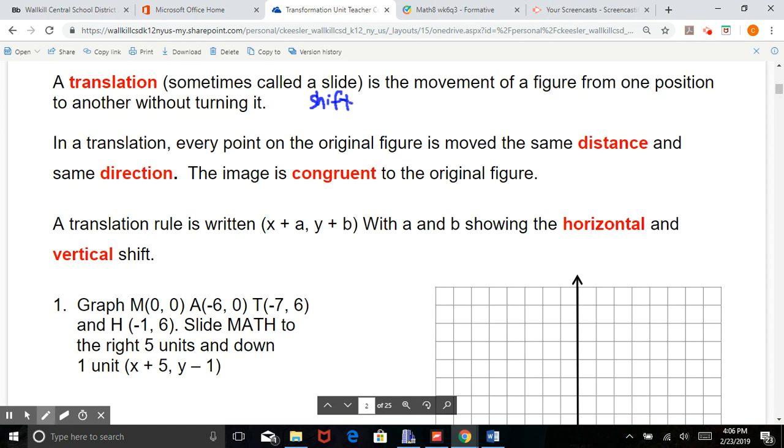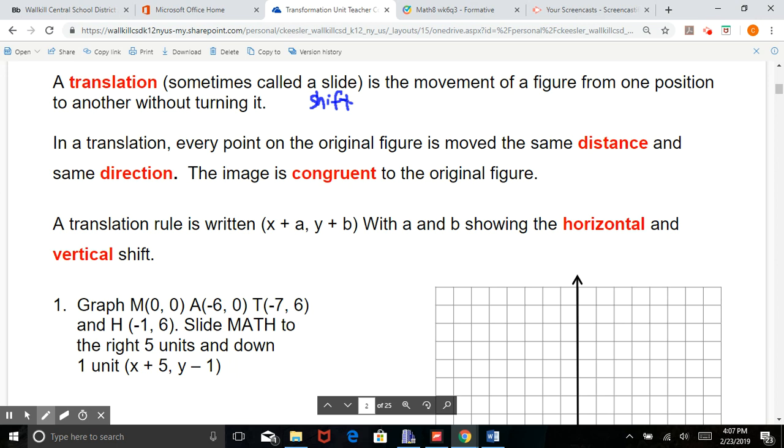And it is a movement of a figure from one position to another without turning it. In a translation, every point on the original figure is moved the same distance and same direction. The image is congruent to the original figure. So hopefully you remember that the word congruent means exactly the same shape and size.